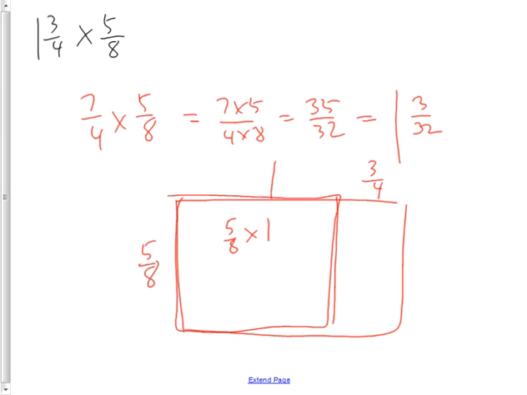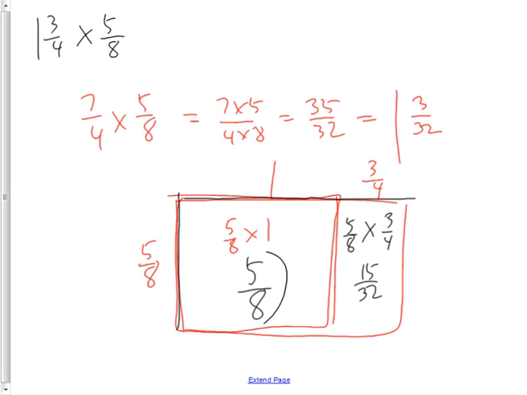The area of this square, I'll use a different color marker, would be 5/8. What would the area of this square be? It would be the product of 5/8 times 3/4, right? Which is 15/32. Do you agree with that? So the product of 1 and 3/4 by 5/8 will actually be this number plus this number. So if I was to add these together, what common denominator will I use? Between 8 and 32. 32.